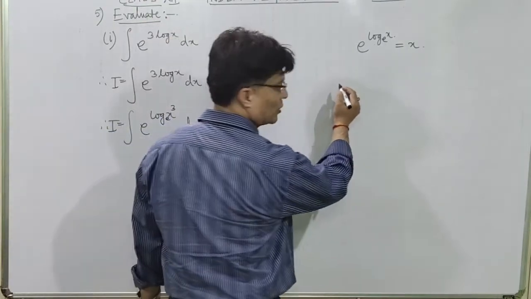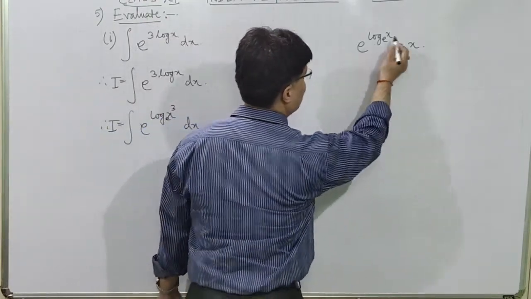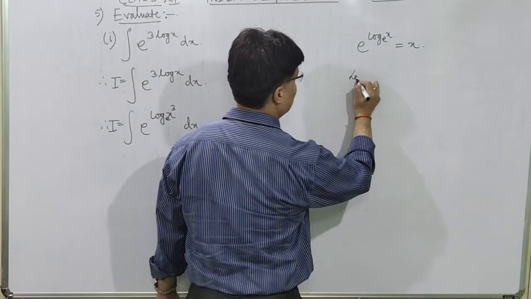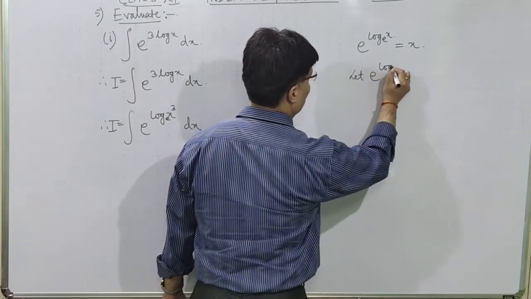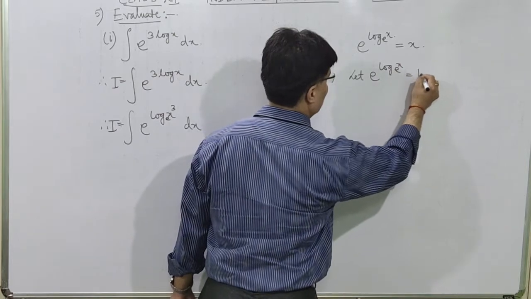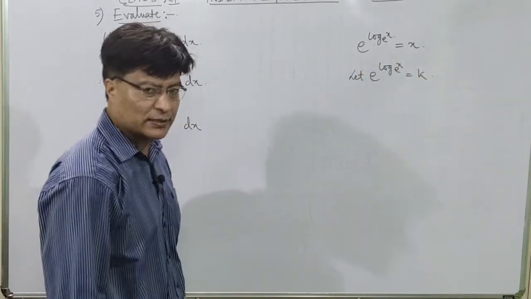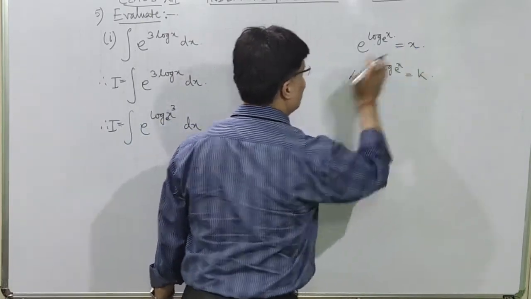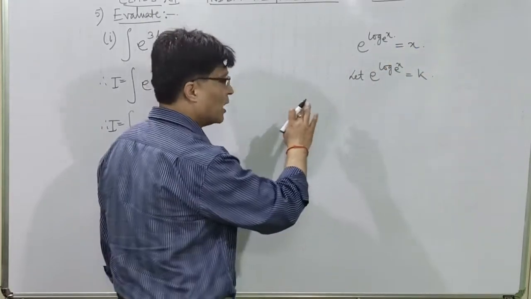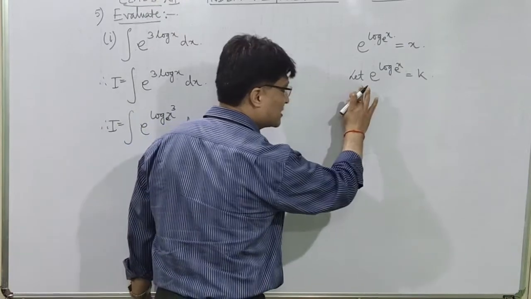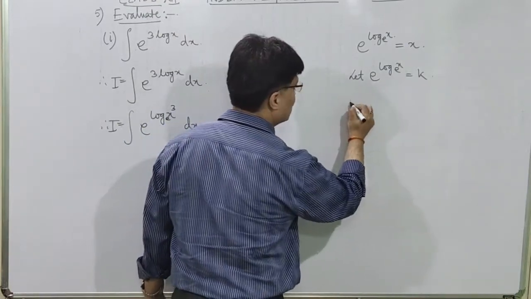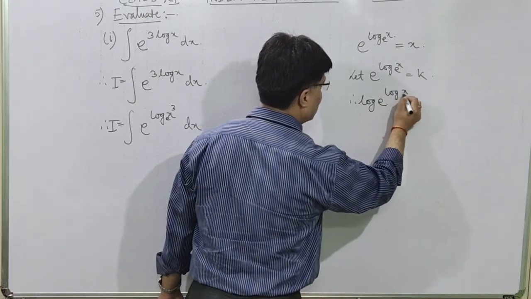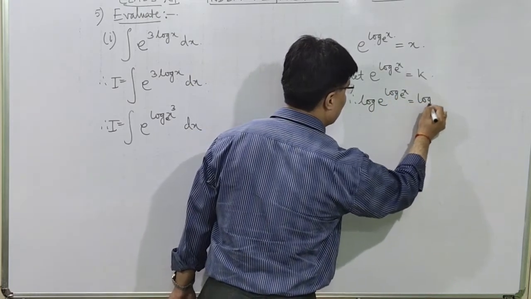We can prove it also. How is e to the power log x base e equal to x? Let us assume that e to the power log x base e is equal to k. Suppose. Right? So you take log on both the sides. Now you prove that k is equal to x. Let us take log on both the sides. That is log of e to the power log x base e is equal to log k.